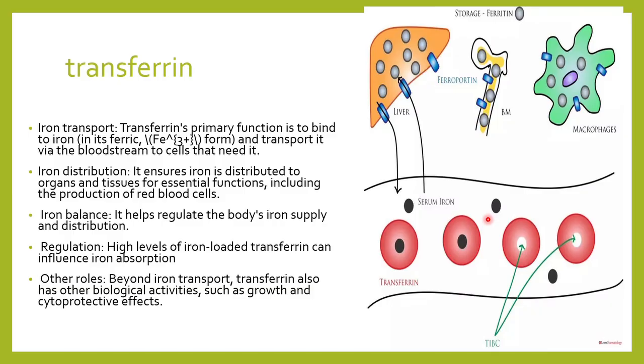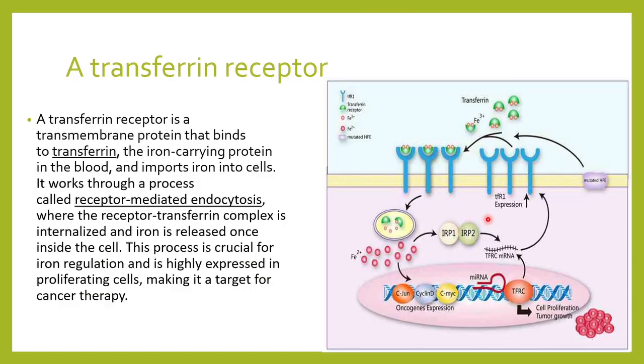Beyond iron absorption, transferrin has other roles also, like it helps in growth. Cytoprotective effects are also there for this transferrin. Now the transferrin needs a receptor, and that is called the transferrin receptor. This receptor is a transmembrane protein, and the iron carrying protein, transferrin, is allowed to come inside by a process called receptor mediated endocytosis, wherein this receptor and transferrin complex is internalized and iron is released once it is inside the cell.